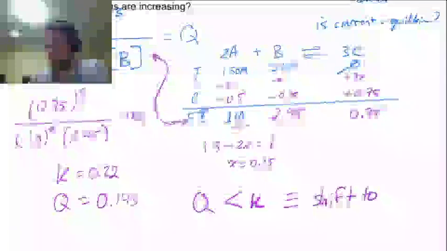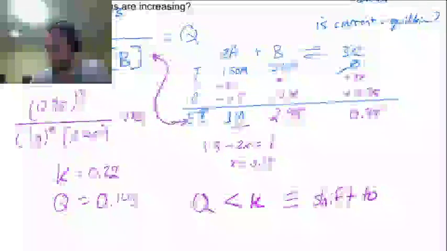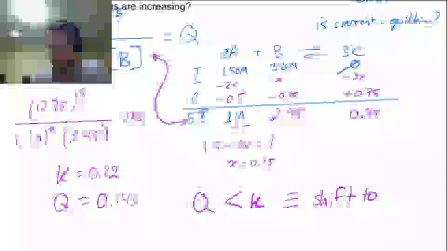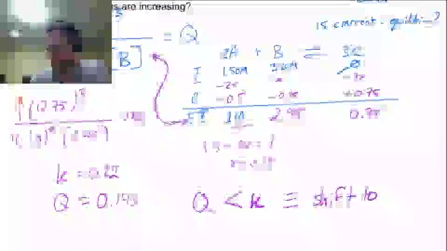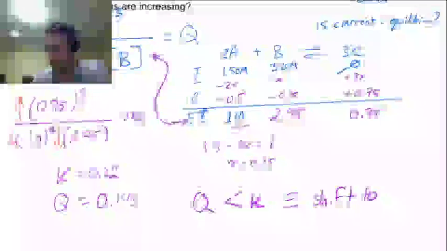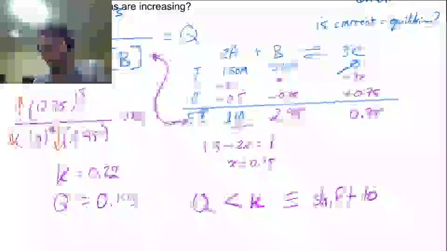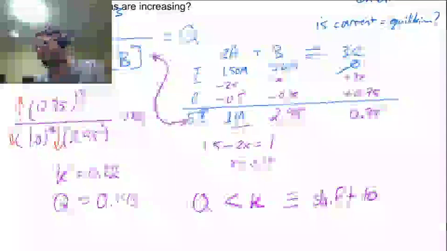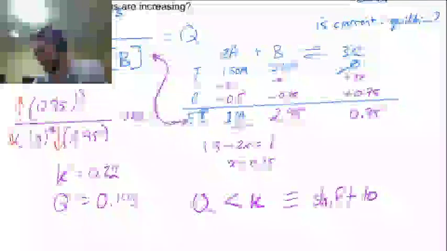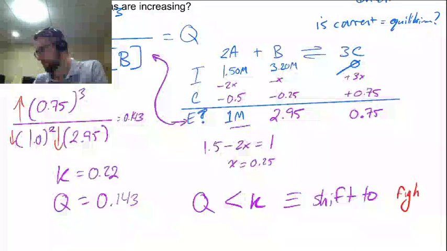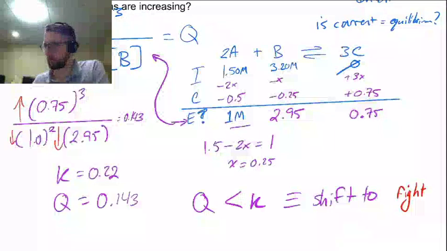where we need to go, Q needs to go up, right? So if Q needs to go up, that means we have to bring this up and this down. So we're going to be producing more product. More product is a shift to the right. Need more product.